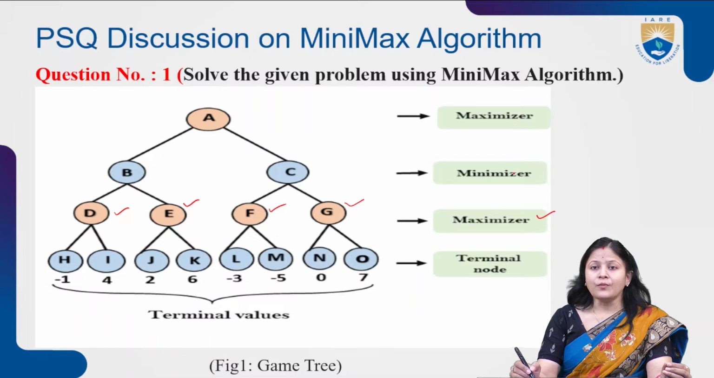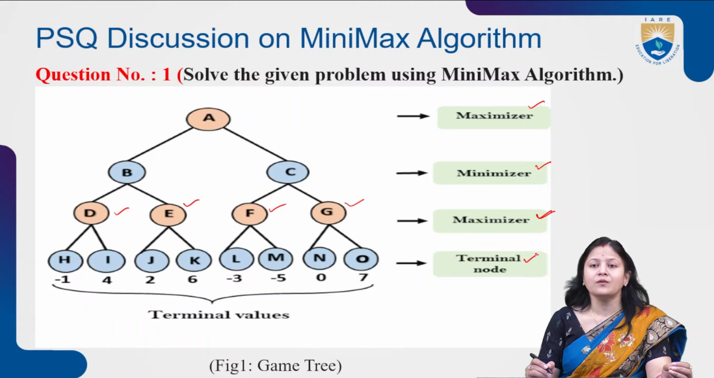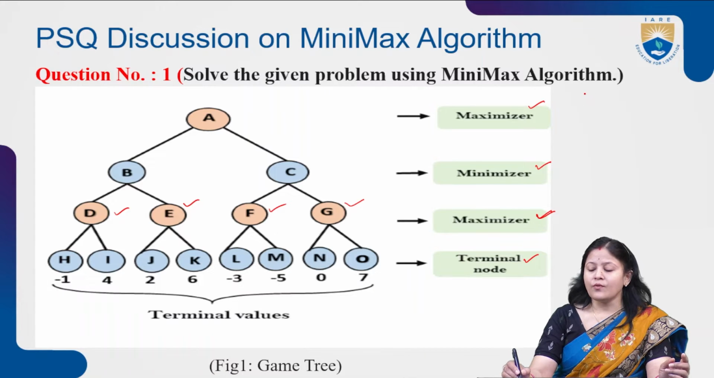Because both the players are playing alternatively. The first layer is maximizer, the next one is minimizer, then maximizer, and the last one is the terminal nodes. All the values for the terminal nodes are given. Now let's find out the value for node D. For node D, as it is a max player, because it is present in the max layer, we will compare with minus infinity value.